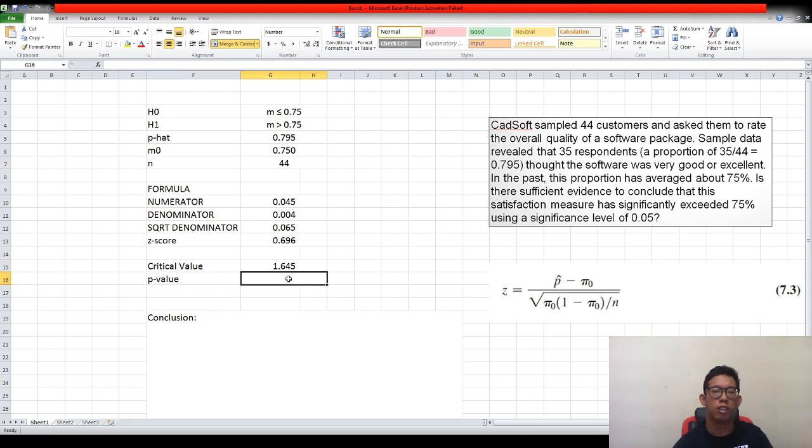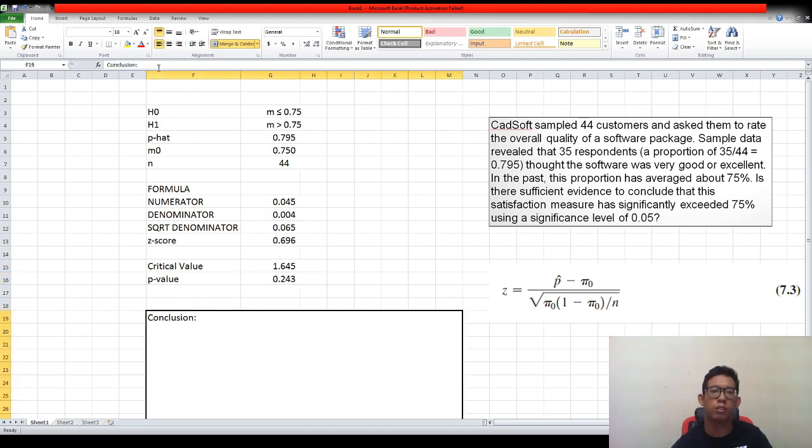So, for the p-value, as the h1 is more than the h null, this is an upper one-tailed test. So, we need to use equals 1 minus NORM.S.DIST, and x is the z-score and the cumulative is true. Don't forget to close your bracket, and sometimes Excel cannot understand the function. If this happens, just format your cells into 3 decimal places. So, the answer will be 0.243.